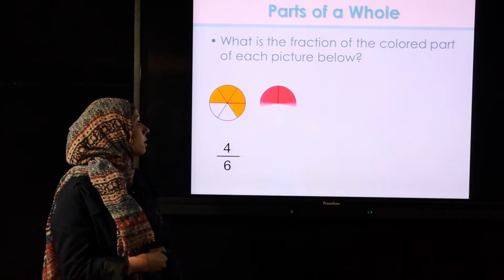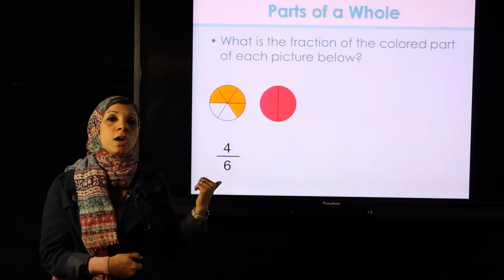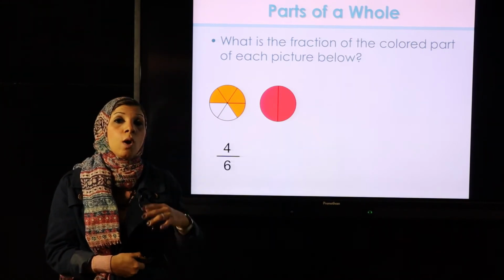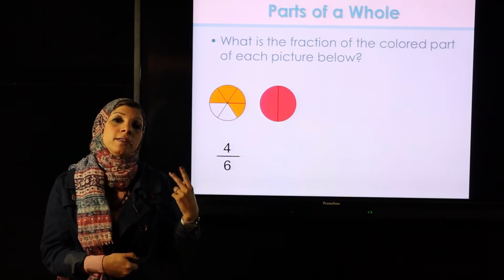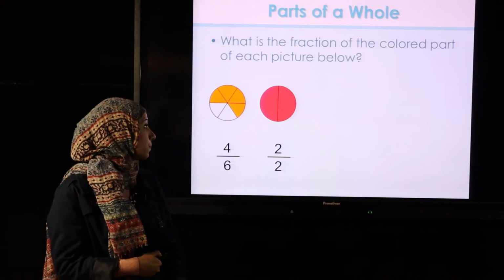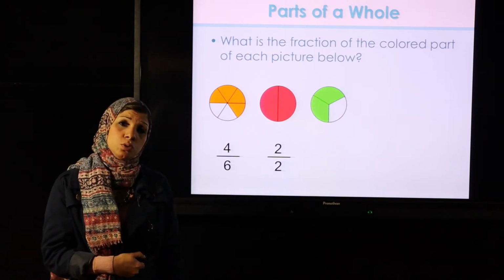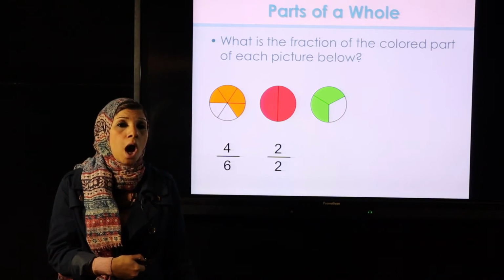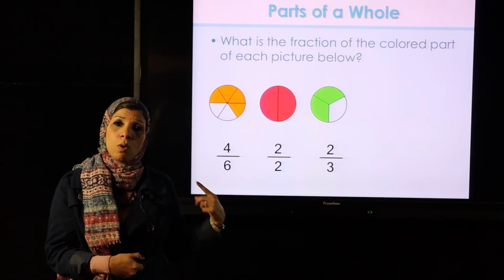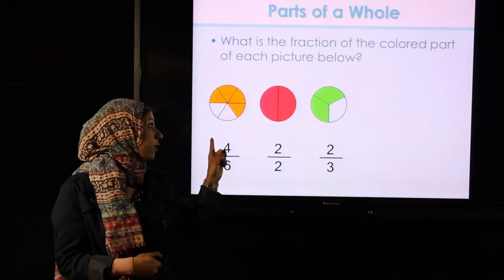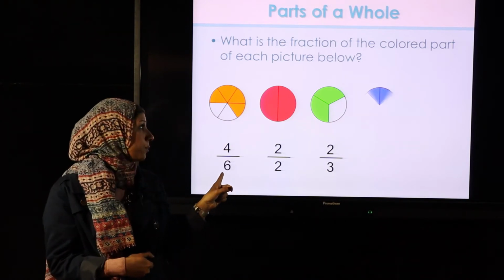In another figure, how many colored parts? 2. So we write 2, out of what? The whole parts we have in this whole thing is 2. So we can write it as 2/2. In another one, how many colored parts? 2, out of what? 2/3, because the colored part is 2 and the whole part we have is 3.